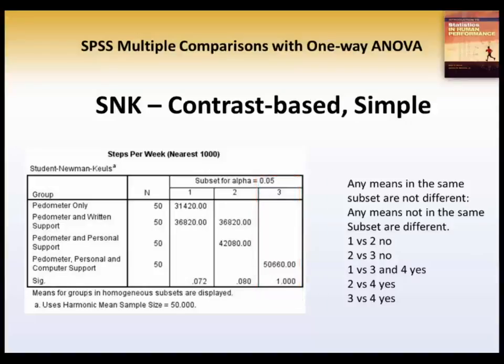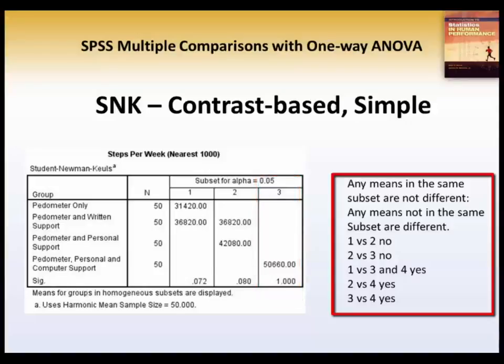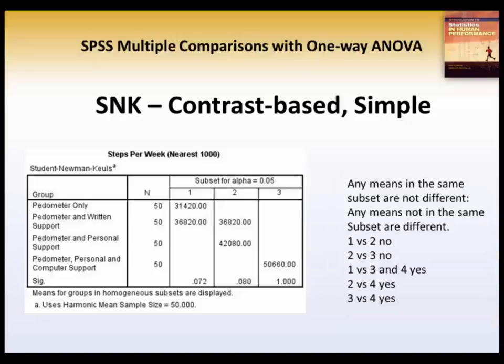So on the right, you can see whether there are differences between these paired means. 1 versus 2 is not significantly different. 2 versus 3 is not different. 1 versus 3 and 4, yes, they're different. 2 versus 4, yes, they're different. 3 versus 4, yes, they're different. We'll now turn to SPSS and illustrate how you can easily conduct multiple comparison procedures with SPSS.